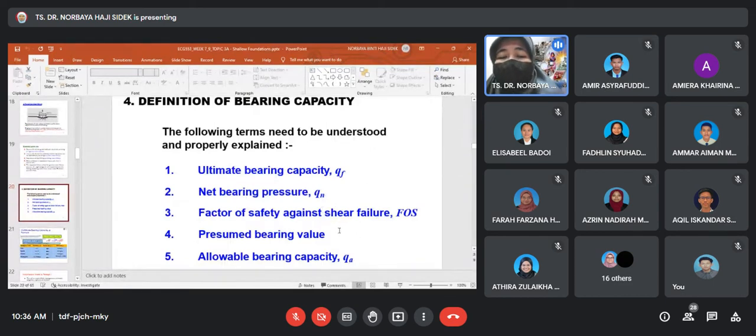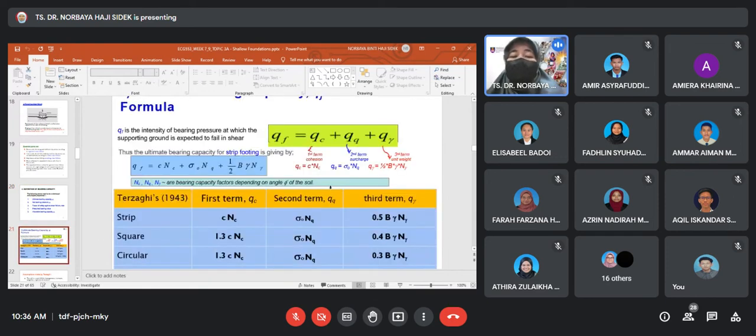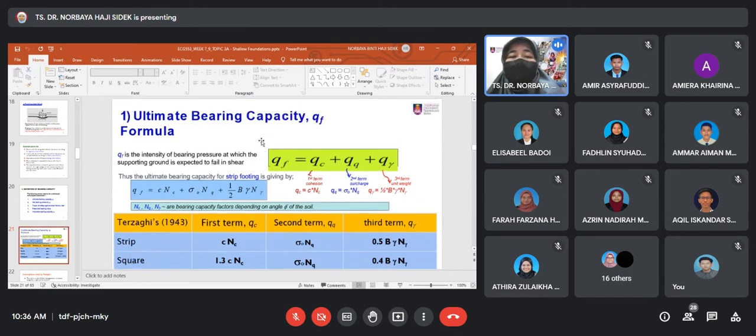Okay. So factor of safety against shear failure, Fs. And you also need to know the presumed bearing value and also the allowable bearing capacity, the Qa. So this is the formula for the ultimate bearing capacity. Usually they will give you the equation. And here you may see that the q is the intensity of the bearing pressure, and the Nc, Nq, and N gamma are the bearing capacity factors.